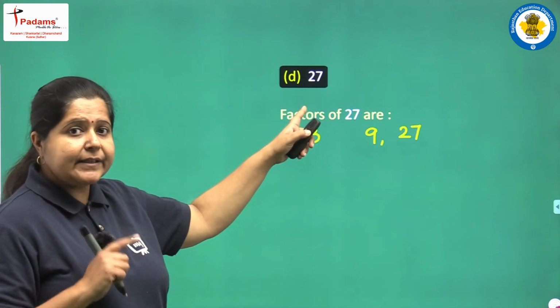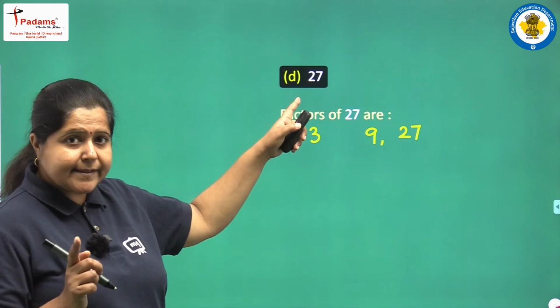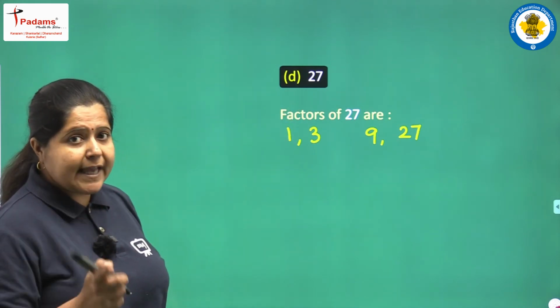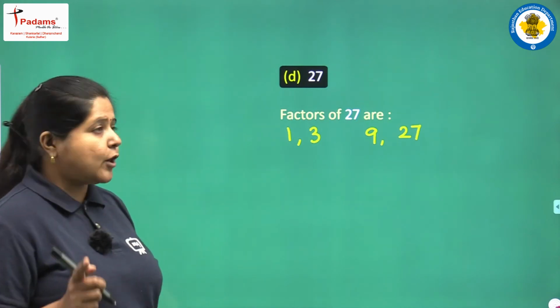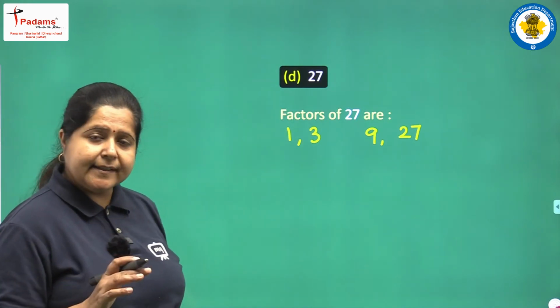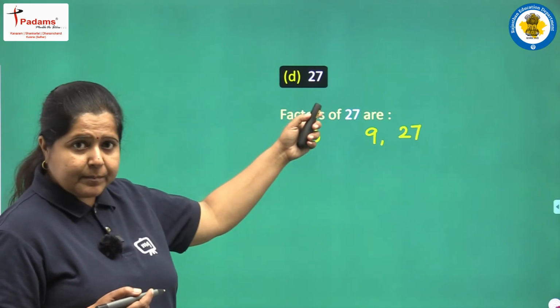Is 27 there in the table of 5? No. Not in the table of 6, not in the table of 7, not in the table of 8. So all these numbers will not divide 27 completely. Then we move on to table of 9. Will 9 divide it completely?